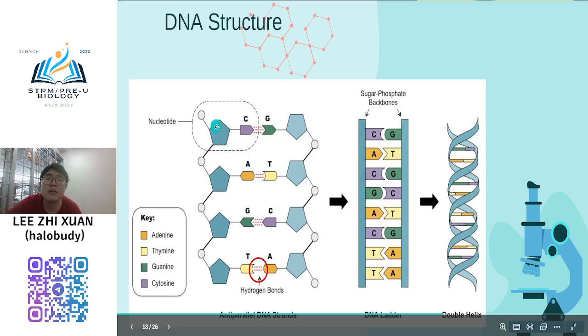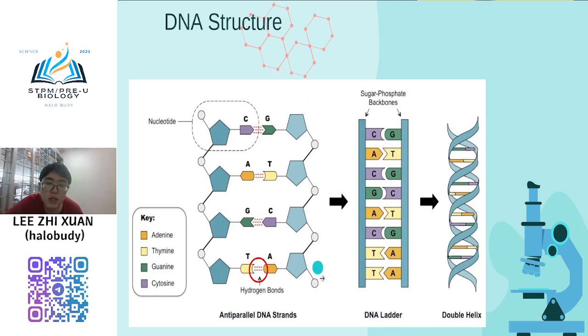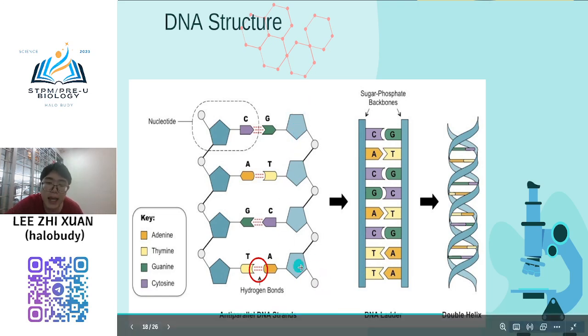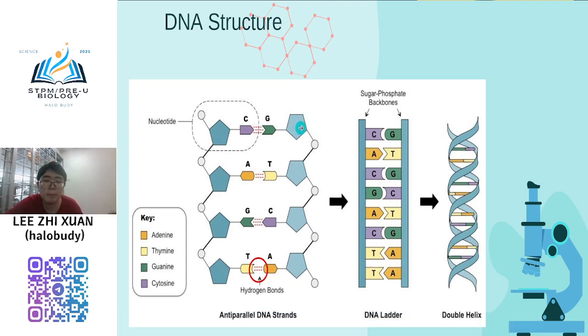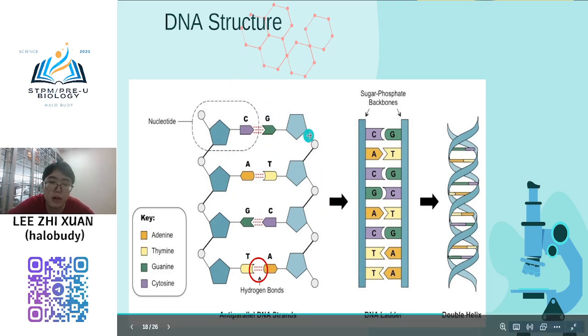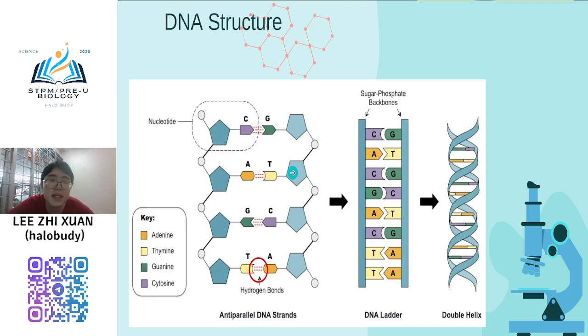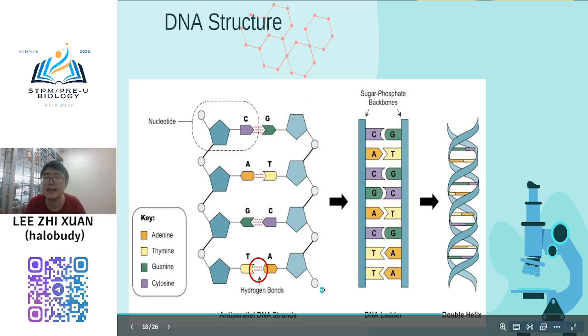And then I need to tell you they are anti-parallel, meaning that if this is 5' to 3', then here should be 3' to 5'. So that is why when you draw the DNA structure, it is not parallel. We call it anti-parallel. If parallel, it means they are in the same direction, 5' to 3', 5' to 3'. No, they are anti-parallel, meaning that if this is 5' to 3', this is 3' to 5'.